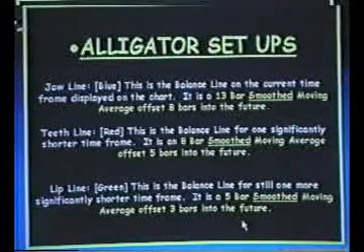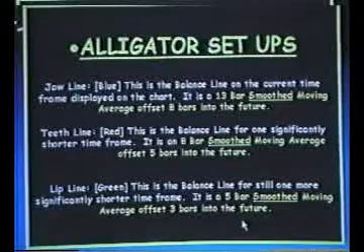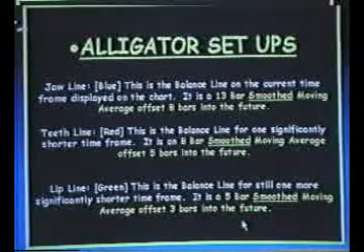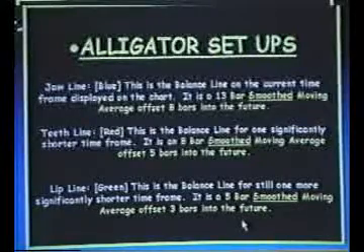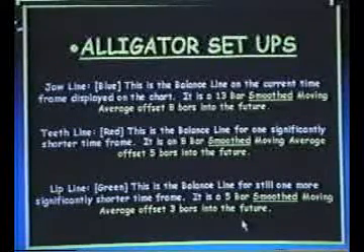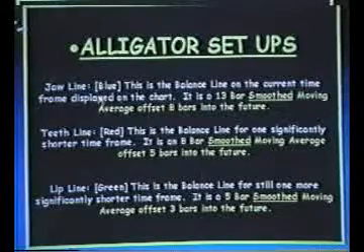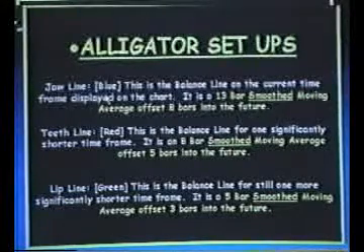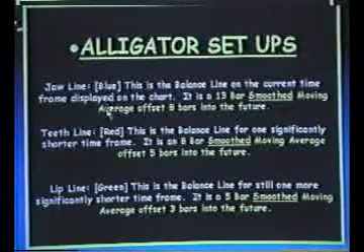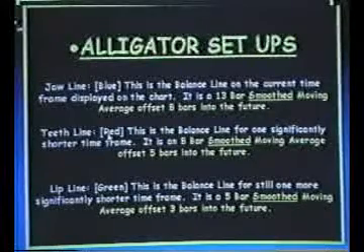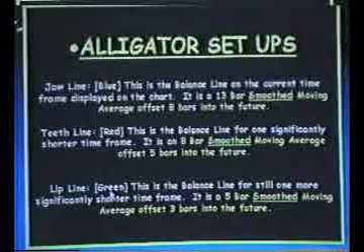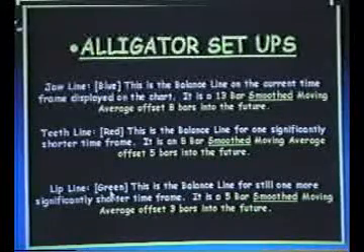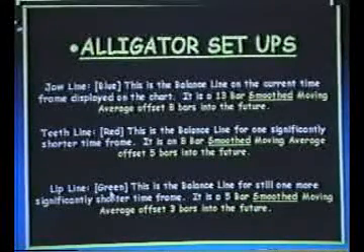But just to review, we have 3 lines. Those 3 lines are all balance lines, and we're seeing all of them on one chart, but these are the balance lines for 3 different time frames. The jaw is the balance line for the current time frame that's on the chart, and we color it blue. The red is the teeth, and it's the balance line for one significantly shorter time frame, and the green is the lips of the alligator, and that's still one more significantly shorter time frame.